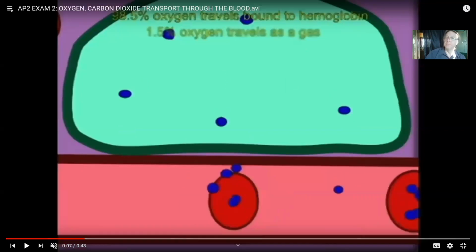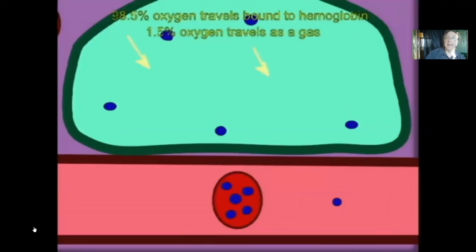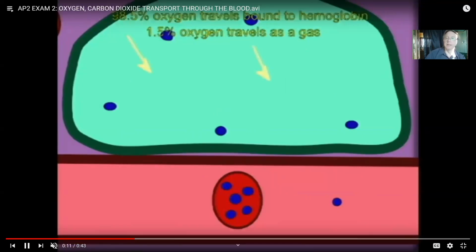However, not much oxygen gas can dissolve in blood plasma because it's mostly water. Oxygen gas is non-polar. Carbon dioxide gas is non-polar. But blood plasma is mostly water, which is polar. Now, if you think of Italian salad dressing, the polar and the non-polar don't mix. And so here, if you ask how much of the oxygen in your blood is actually traveling as a gas, it's really only about 1.5%.